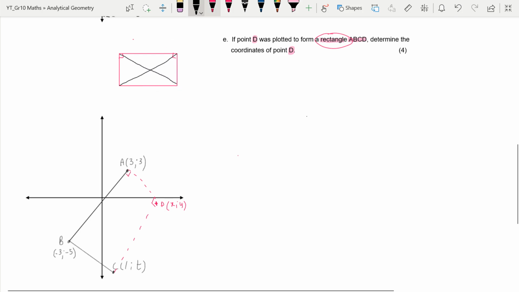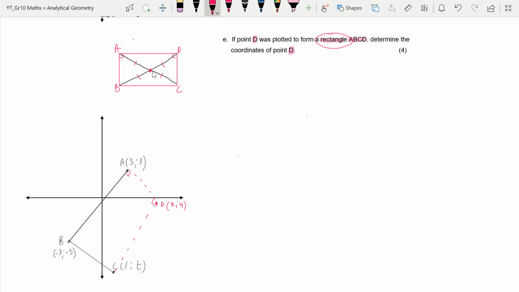Let's think about a rectangle quickly. There we've got the diagonals. Let's say this is A, B, C, D. What do we know about the diagonals? Well, the diagonals bisect each other. So it means that it cuts AC in half, and that midpoint also cuts BD in half. And all those lengths are the same.